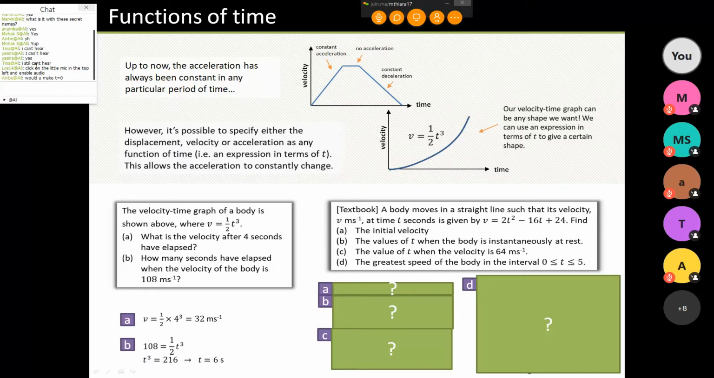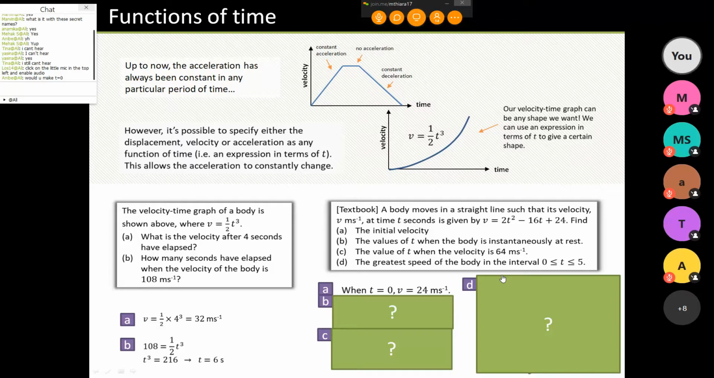I can't see any. Yeah, so Nibe said, would you make t equal to 0? That's correct. Initial velocity is when time is equal to 0, because initial means when time is equal to 0. So all we need to do to work out initial velocity is to substitute t equals 0 into this, and we get v is equal to 24 meters per second.